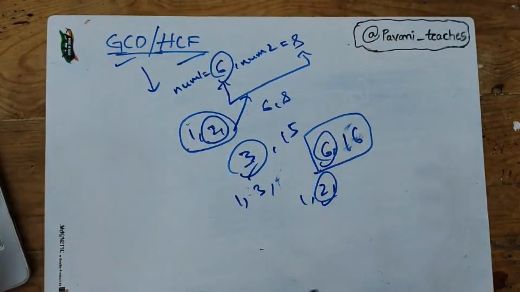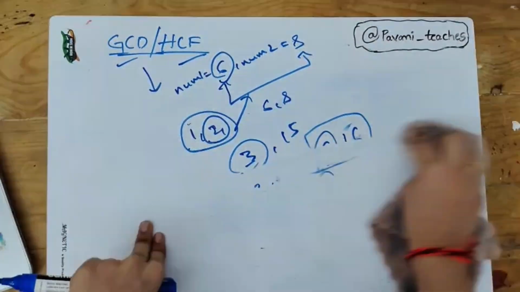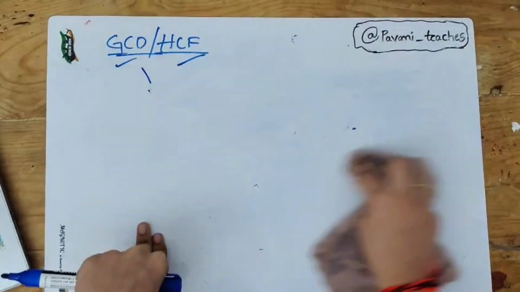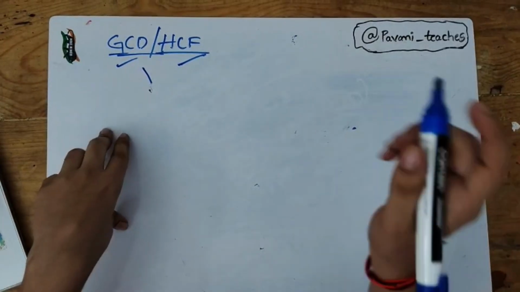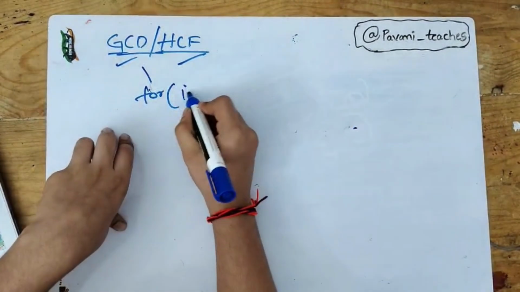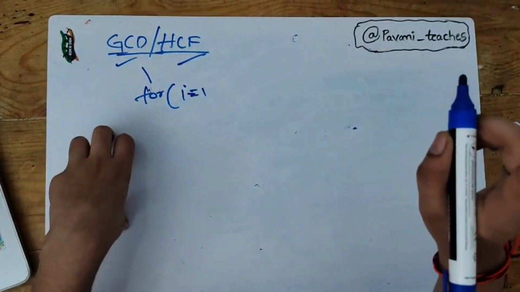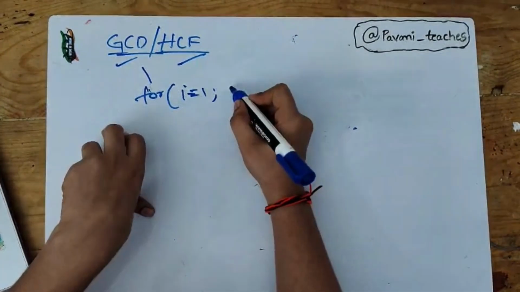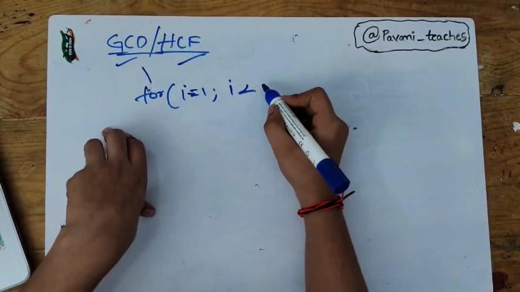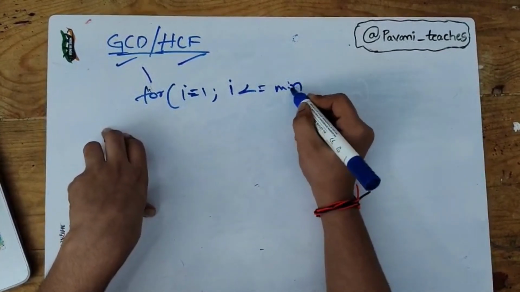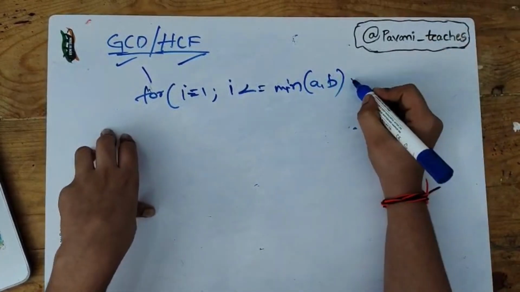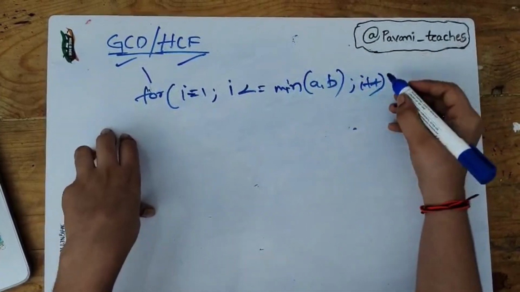Now I'll explain the logic part. First I'll go with the brute force method. Suppose we are writing a for loop, the i should start from 1, because the common factor starts from 1. And this i should be less than or equal to the minimum of a comma b, a comma b in the sense num1 and num2. And this i will be increased every time.